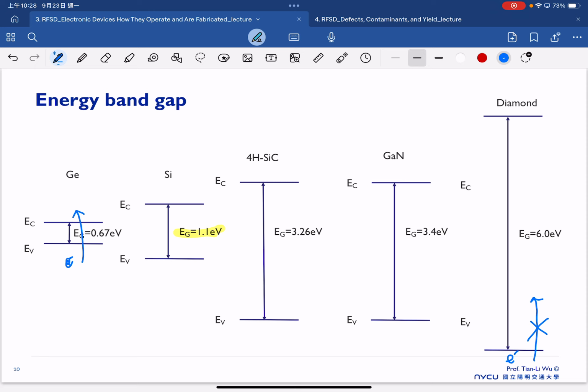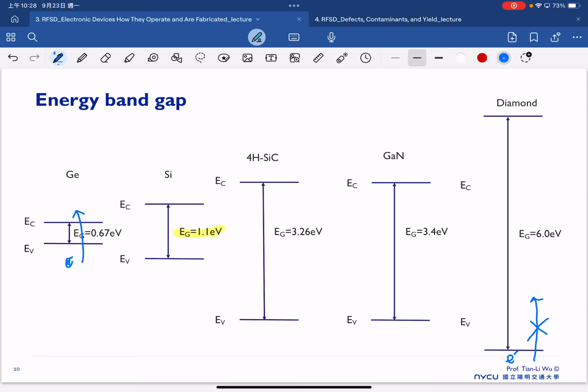This makes sense from our daily experience, because we all understand diamond should be a material very similar to an insulator, right? We already know that diamond is one of the hardest materials in the world, but also diamond should not be very conductive, should have very high resistivity, and should have no current flow in the diamond.